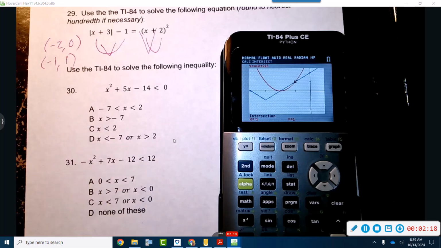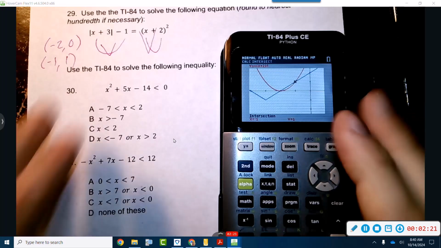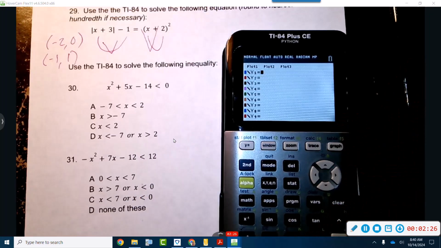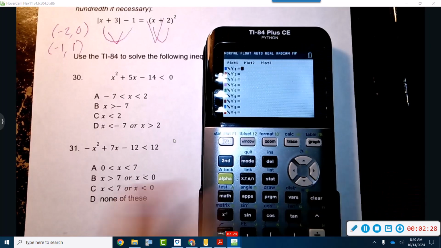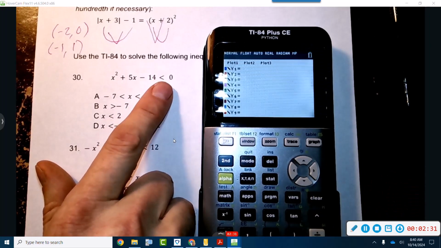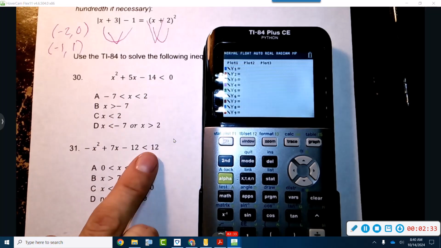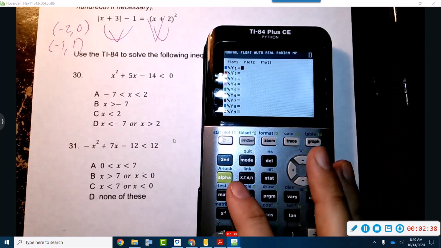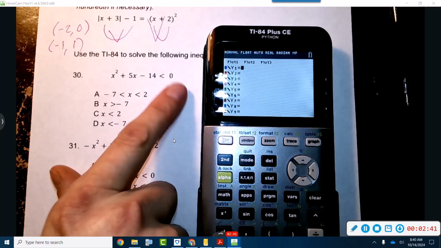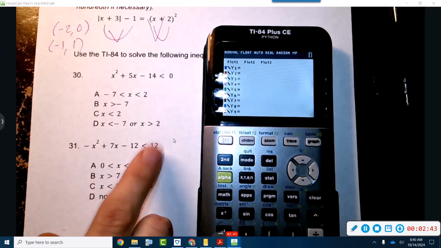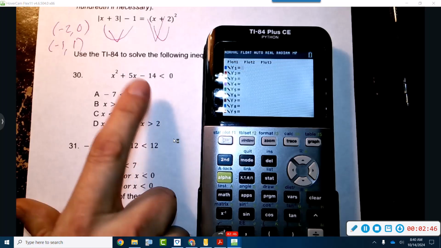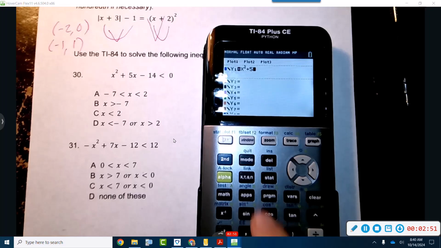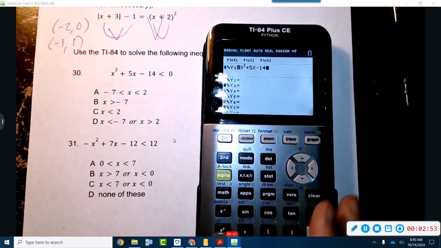All right, so now we got a couple of quadratic inequalities. So I go to my graphing calculator again. For number 30, I'm going to type it in exactly as I see it. And what I'm looking for is that which is below 0. So let's see what's going on here. So y equals, now I'm set to 0, so that's good. This guy I'm going to set to 0 as well. Okay, so let's look at this guy. You got x squared plus 5x minus 14 and zoom standard.